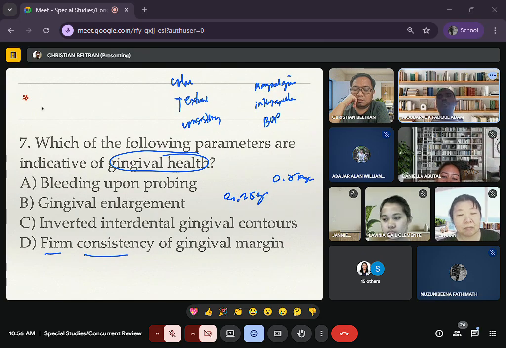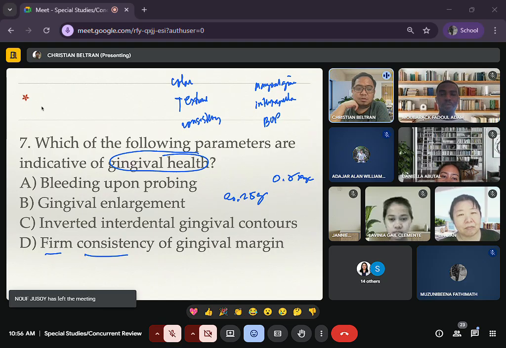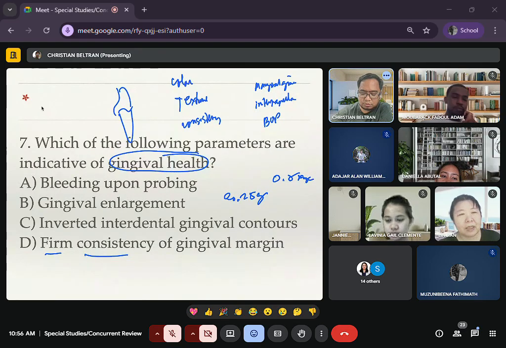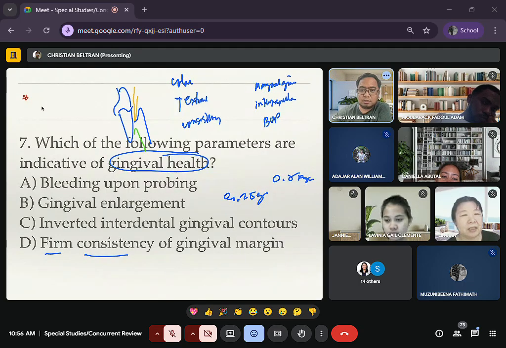Junctional epithelium. The tip of the probe should lie on the junctional epithelium and not the alveolar crest. So only up to here. You're not supposed to be penetrating your probe up to the alveolar crest. Because if you penetrate your probe up to the alveolar crest, you are violating which one?